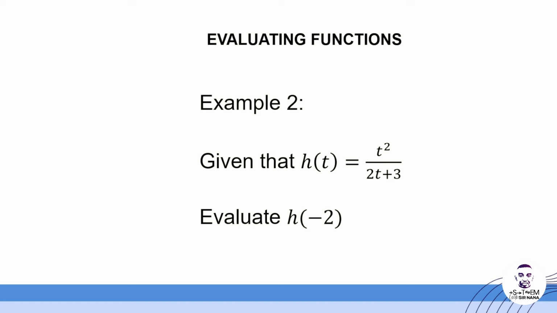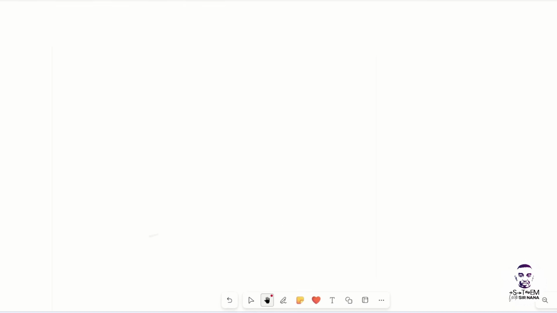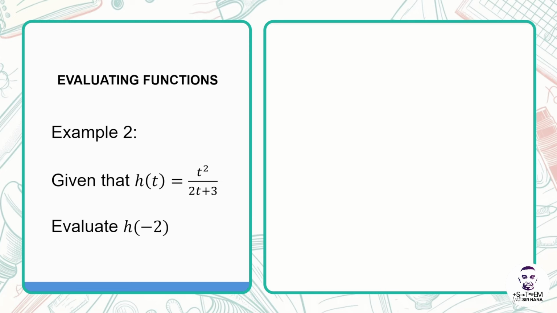Now let's look at the expected solution. To solve this, we have been given a function h of t, which is equal to t squared all over 2t plus 3. I'm sure by now you might have gotten an answer. So we want to evaluate h of negative 2. This implies that wherever we see t, we substitute the t with negative 2.